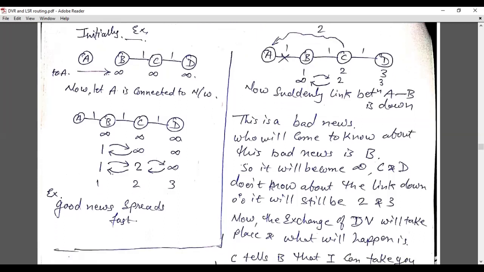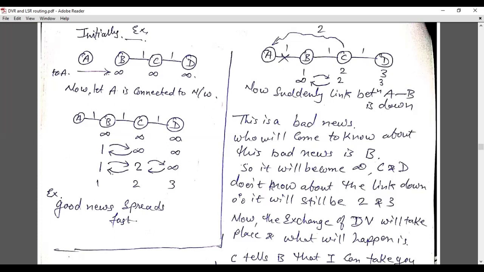So who will come to know about this bad news is B, right? So it will become infinity, and C and D do not know about the link down. Therefore, it will still be 2 and 3. And now the exchange of distance vector will take place, and C tells B that I can take you to A by 2, but it does not tell that it is through B only. So this is the disadvantage of the DVR algorithm. Only distance is passed and not the next hop.